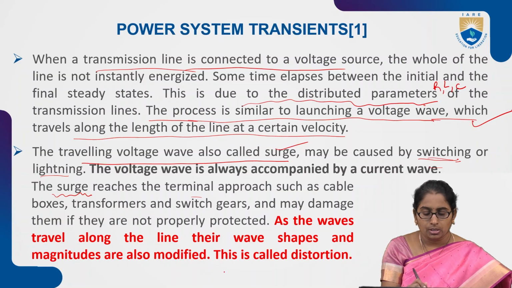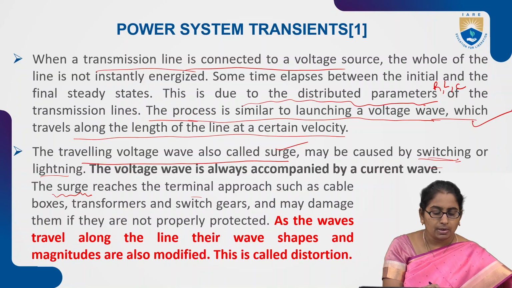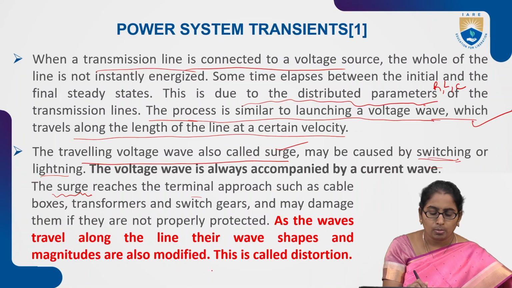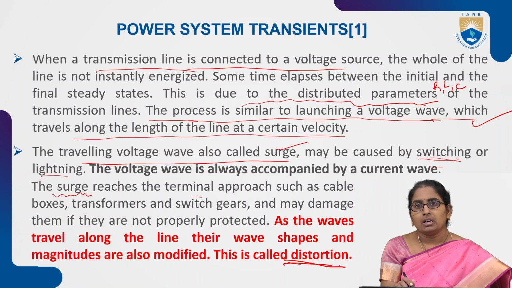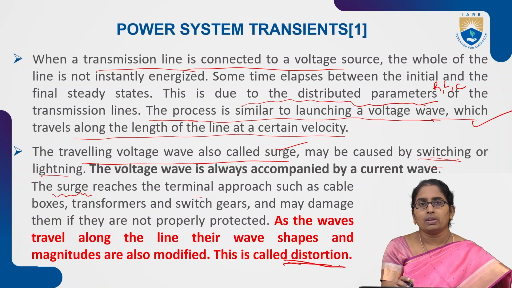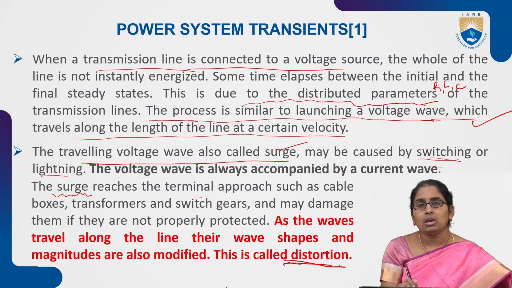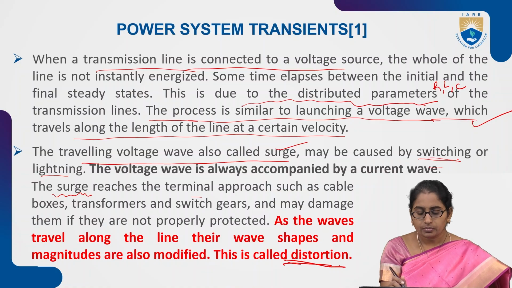Finally, as the waves travel along the line, their wave shapes and magnitudes are also modified. This is called distortion. The traveling voltage wave or current wave along the total length of the line may get modified in wave shape or magnitude. This is called distortion.